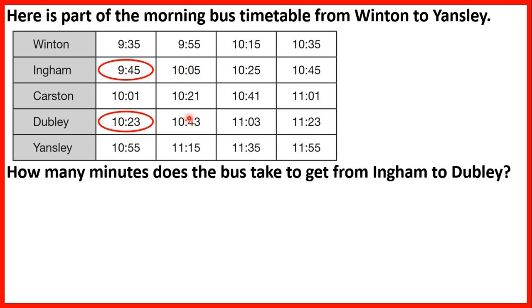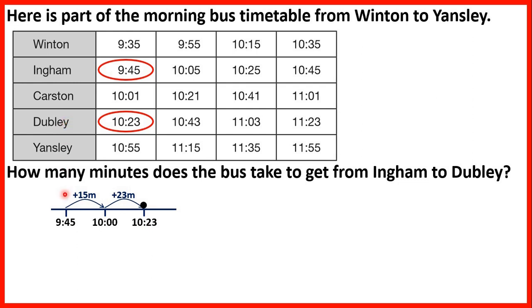And we could use any of the buses for this, but sometimes it's just easier or more simple to use the first bus. So we want to know how many minutes the bus takes, so we need to find the difference between these times. So we leave at 9:45. Now to get to 10 o'clock, that will be another 15 minutes, because there are 60 minutes in an hour, and 45 plus 15 is 60, so takes us to the next hour.